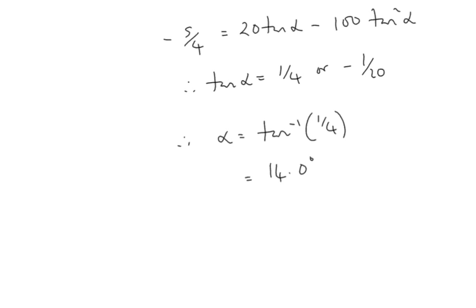And C, state one limitation of the model that could affect your answer. Well, we've ignored air resistance and also things like spin, which would take it off track. So we ignored air resistance and spin. So either one of those would be sufficient.